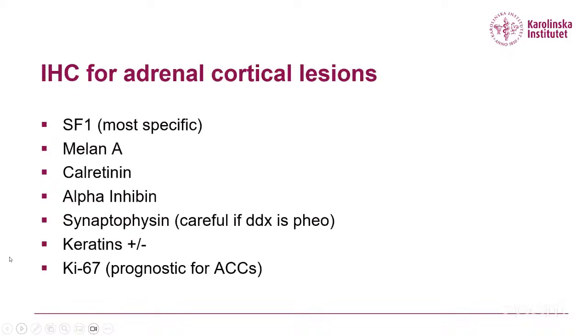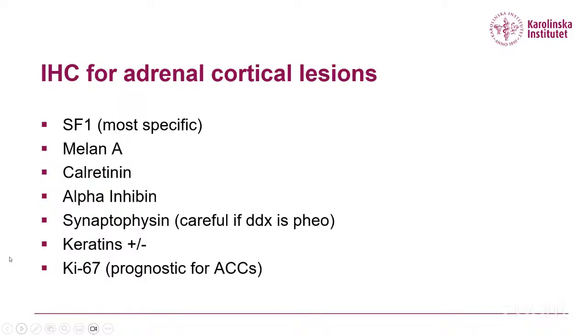Finally, a few words on immunohistochemistry. Of course, sometimes you need immunohistochemistry to verify that this is an adrenocortical tumor. So there are numerous markers that you could use to highlight the adrenocortical cell, whereas I would say SF1, steroidogenic factor 1, is the most specific and most reliable one, because all the remaining adrenocortical markers are not very specific, as you know.